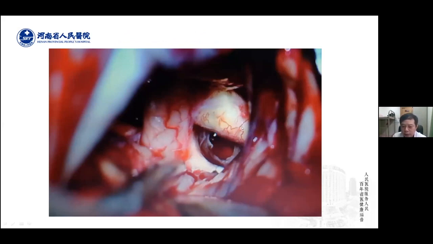And this is the right ICA. We can see the secondary dural hemorrhage here, and we opened it there. The liquid now comes out.